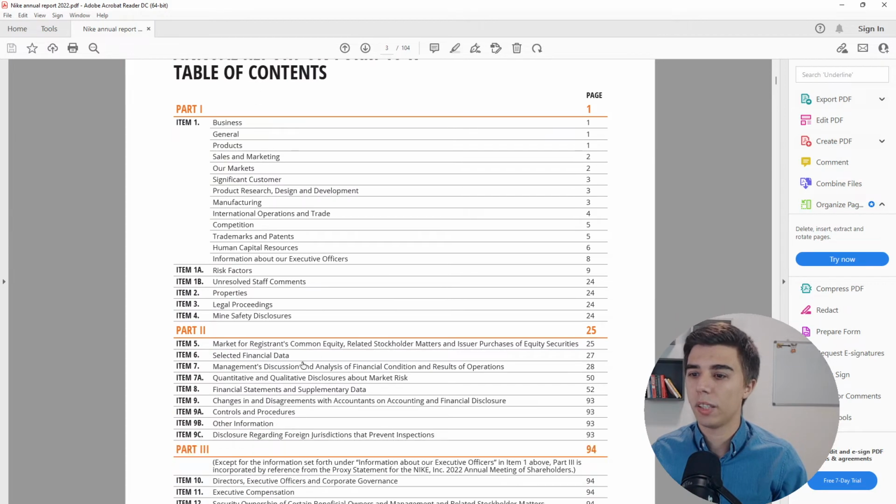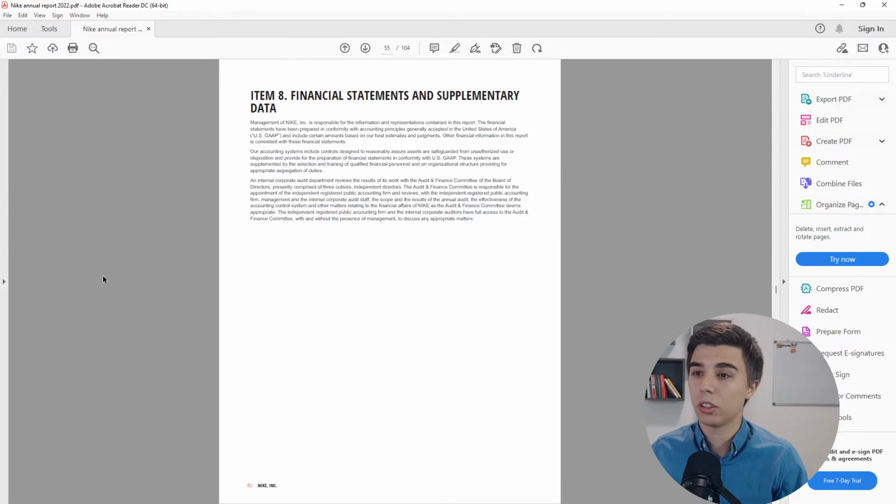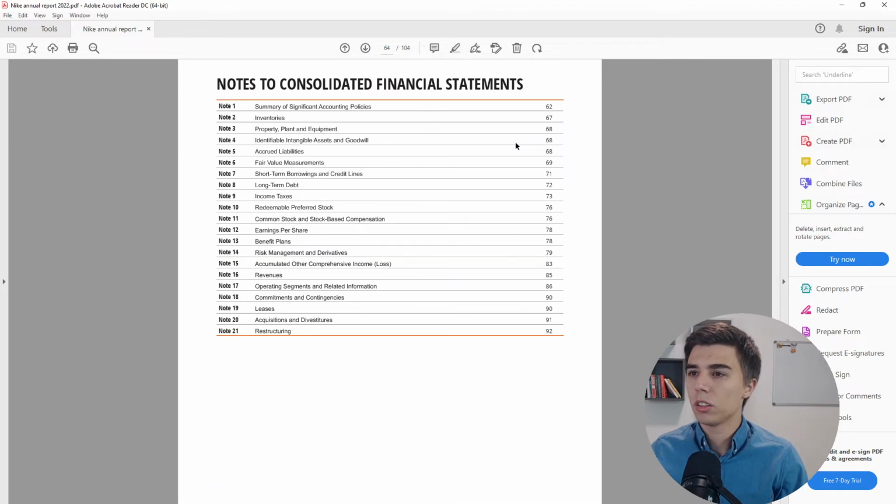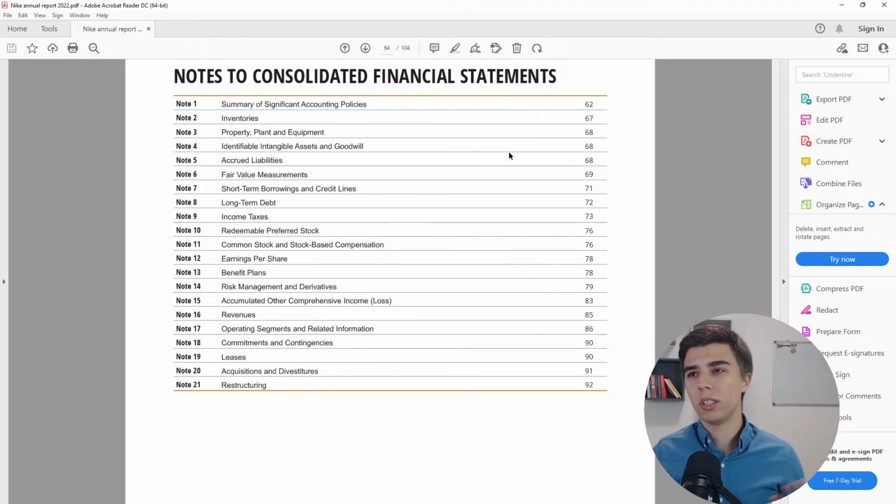I am in the financial statements and supplementary data section. And then at the end, of course, we have the notes. So sometimes, as mentioned, there's this table of contents. Not always. We know that we're not interested at the moment in inventories, PP. So probably what we're looking for is in the fair value measurements. I know that it's not self-explanatory in this case, but if you go through a couple of annual reports, then that makes more sense. So let's take a look at page 69.